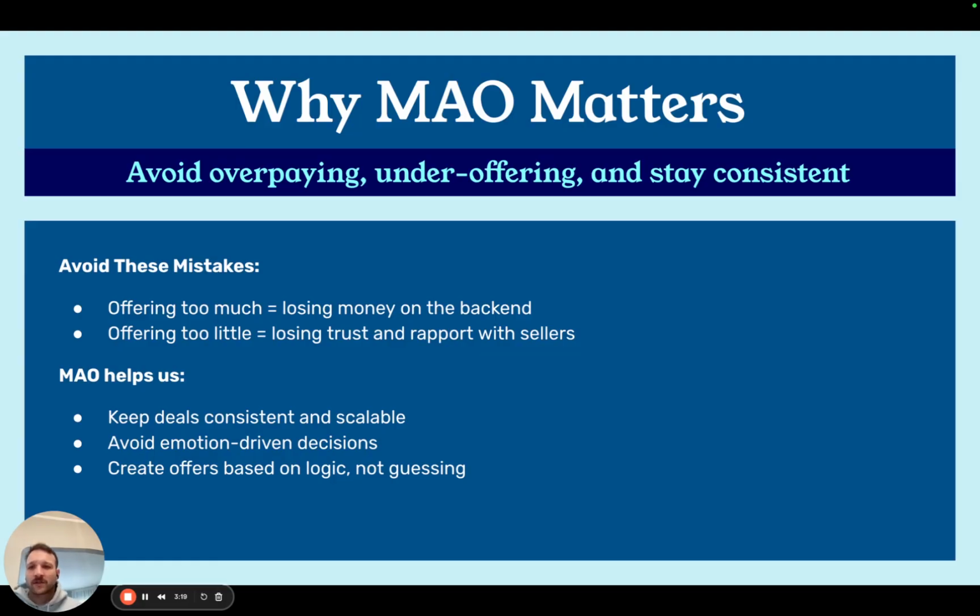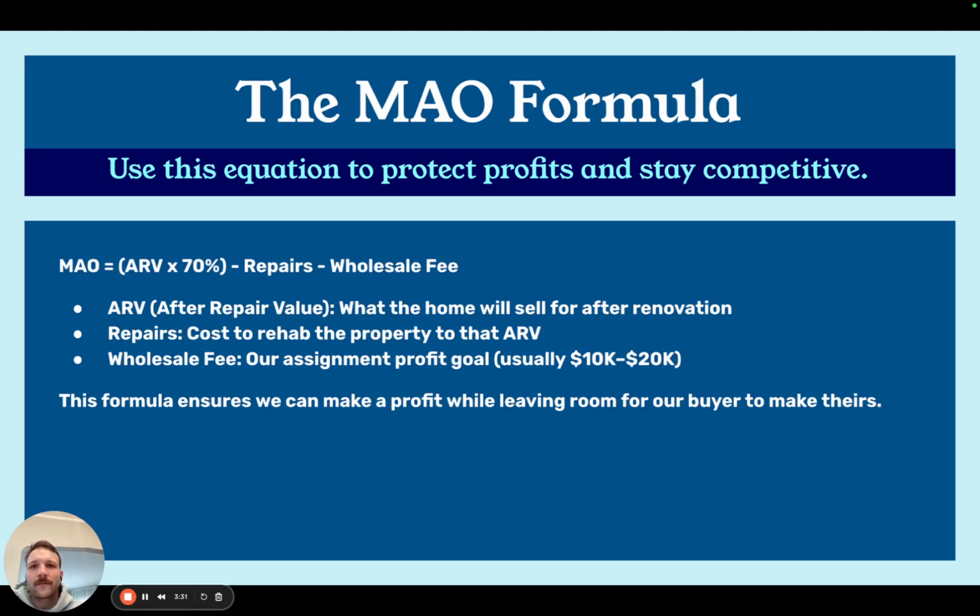What MAO allows us to do is keep deals consistent and scalable, avoid emotion-driven decisions, and create offers based on logic and not guessing. So what's the MAO formula? The formula is the ARV times 70% minus repairs minus our wholesale fee.